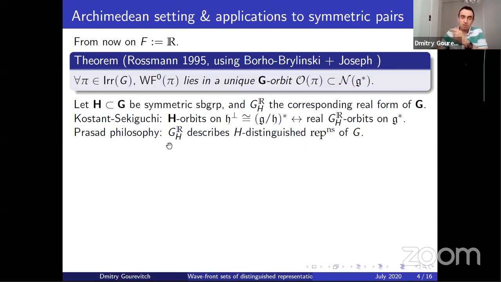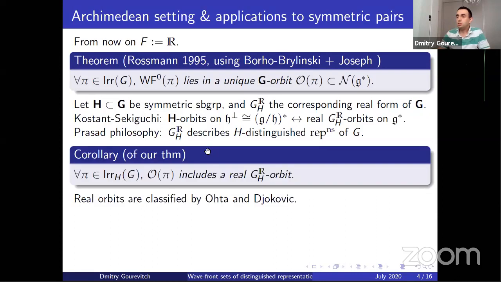But in particular, Dipendra showed in the p-adic case, and our theorem from the previous slide extends this also to the real case, that there exists a generic representation if and only if this G_H^R is quasi-split. And also, again, it follows from the previous slide that there exists an infinite dimensional H-distinguished irreducible representation if and only if this G_H^R is not anisotropic, is not compact modulo center.